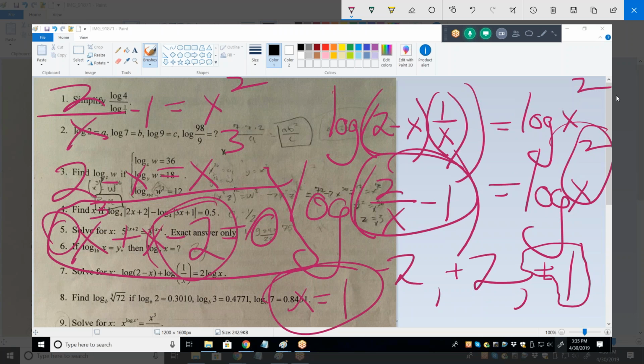Now, here's the kicker. You have to make sure, and this is the most important part, that none of those 3 solutions violates this domain, or this domain, or this domain. If any of them do, then that's not a solution. In other words, this may only have 1 or 2 solutions. 1 doesn't violate it. Notice that 2 minus 1 is still a positive number. 1 over 1 is still a positive number. And log of 1 is 0. You can take the log of 1. You just can't take the log of 0. You can't take the log of negative numbers.